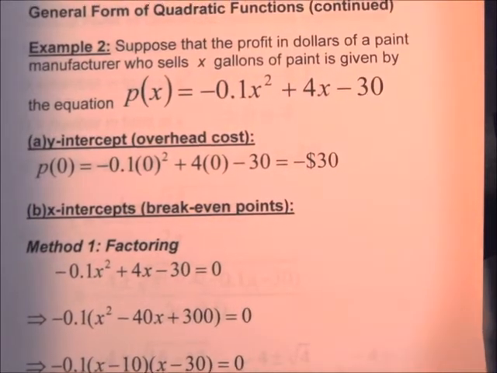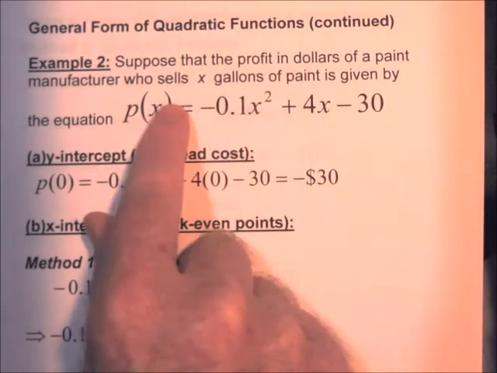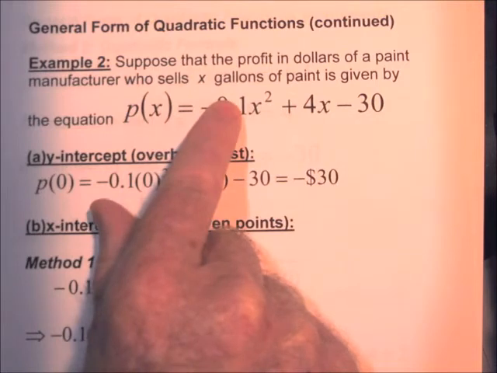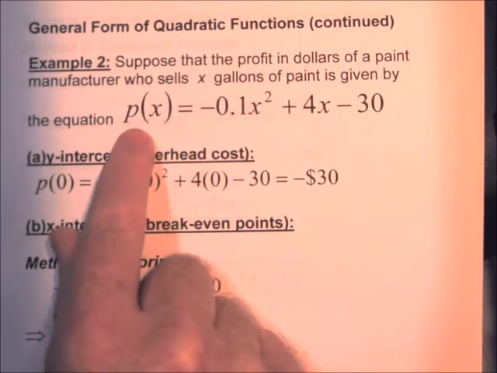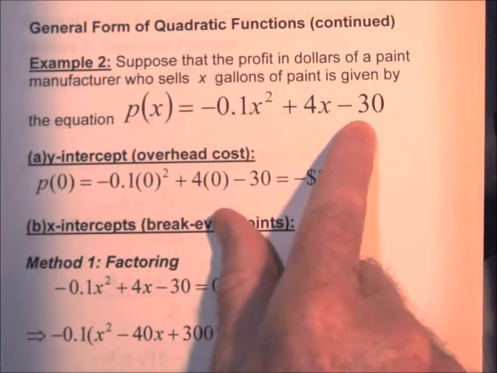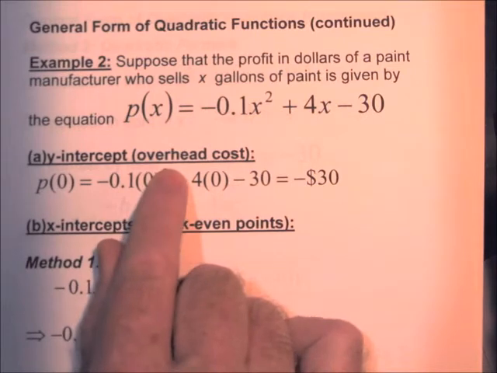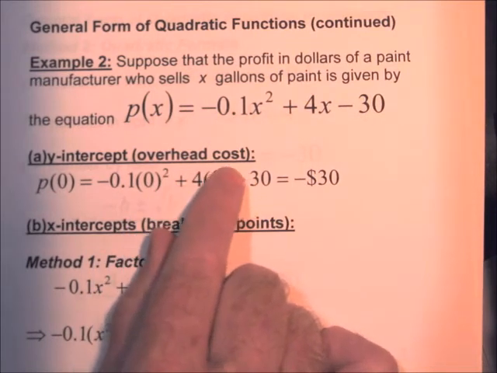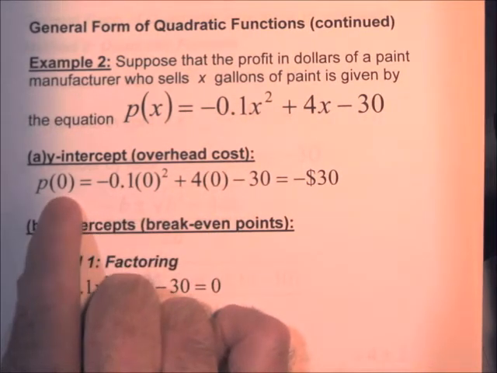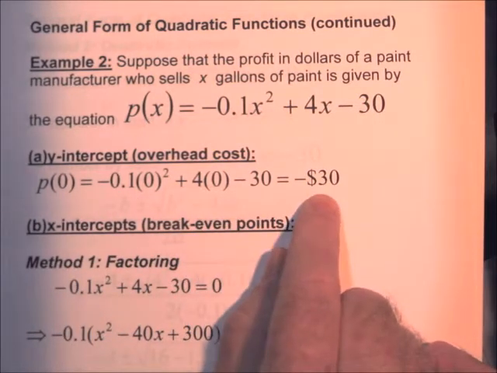Okay, another example. Suppose the profit in dollars of a paint manufacturer selling x gallons of paint is given by this formula here. P of x equals -0.1x squared plus 4x minus 30. So the y-intercept, which in this context represents the overhead cost, is the profit at time 0, which is 0 plus 0 minus 30, which is -$30.